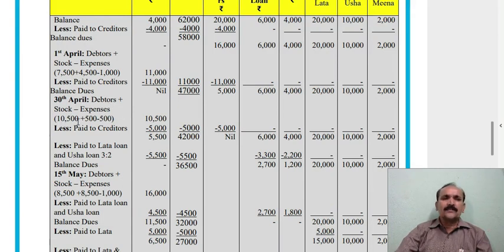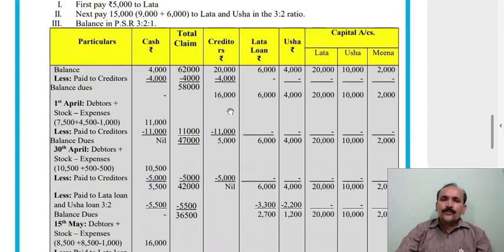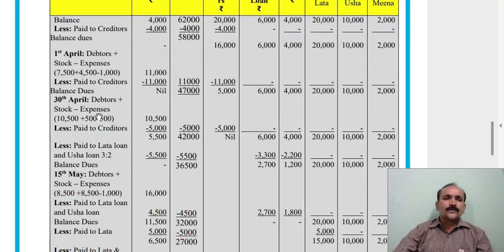Debtors realized 10,500, stock realized 500, 11,000 minus 500 expenses, cash available 10,500. Balance due to creditors is 5,000. So here cash paid to creditors 5,000. Deduct 5,000 from cash available, balance is 5,500. Then deduct 5,000 from 47,000, balance is 42,000. And deduct 5,000 from the creditors column, creditors balance nil.